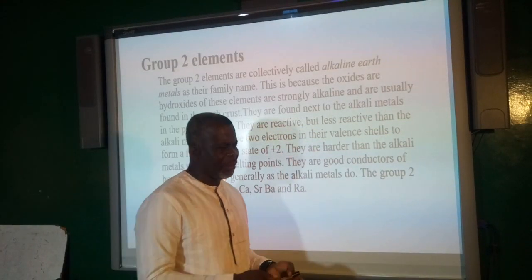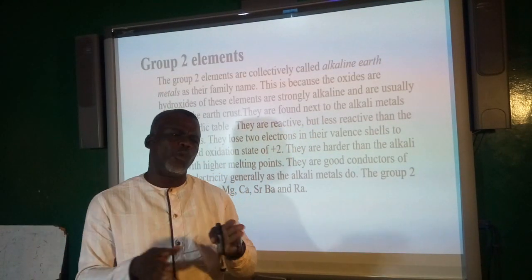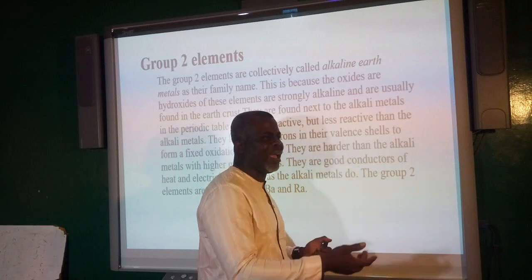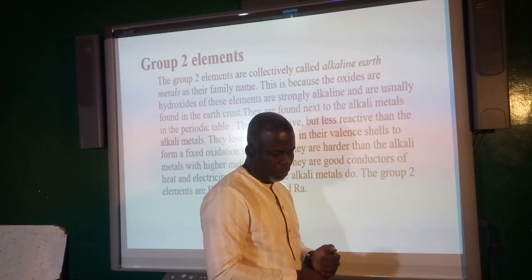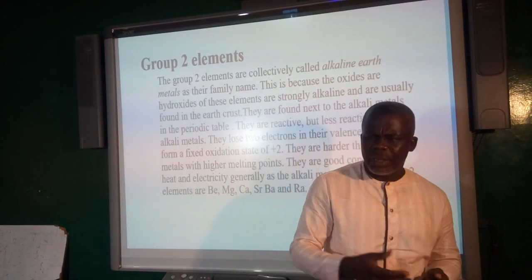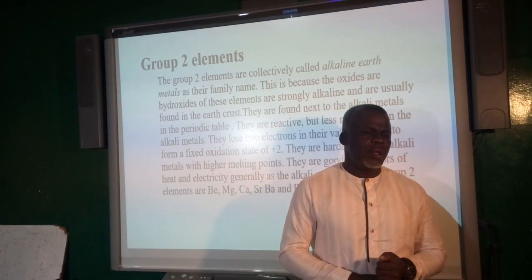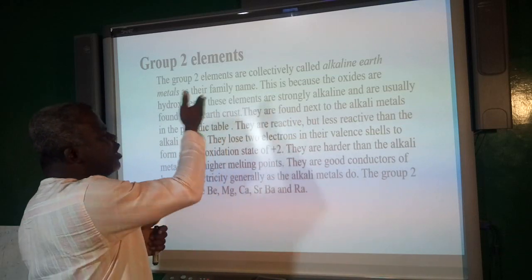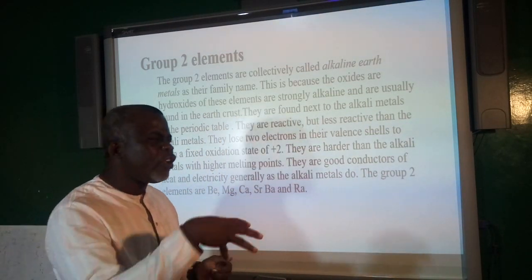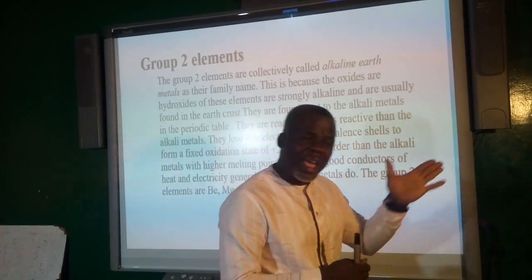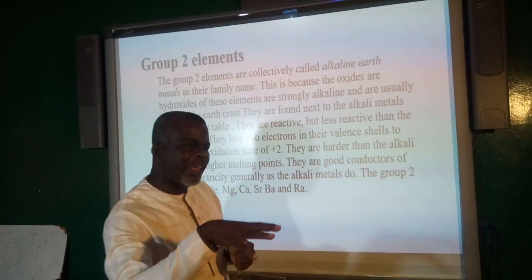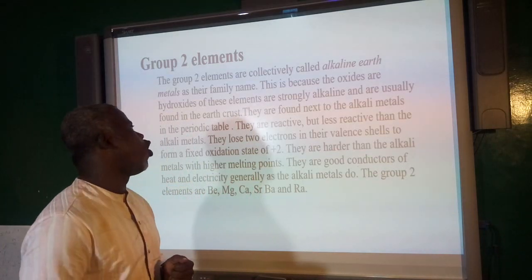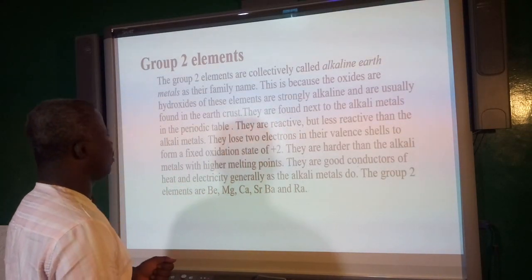These elements also react with water to produce substances that are strongly alkaline, as the alkali metals do. And therefore, they are bases. Why earth metals? The oxides and the hydroxides of these elements, being basic, are normally found in the earth crust, and hence the name earth metals. So they are bases, and these bases are normally found in the earth crust. That is why they are called alkaline earth metals.